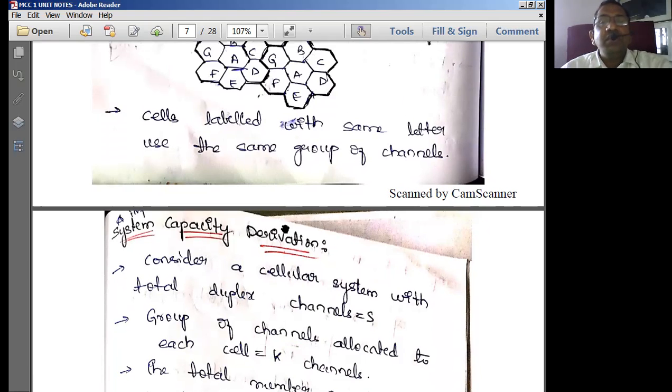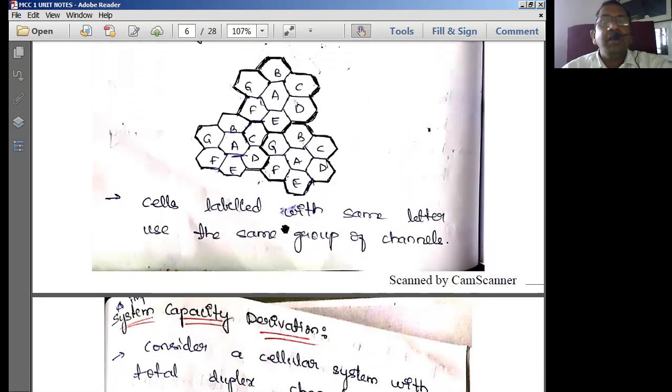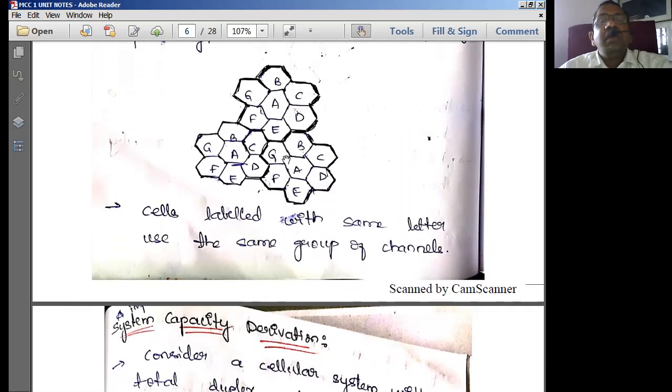So the cells labeled with the same letter use the same group of channels. Now in the above figure, what we can say is that cells labeled with the same letter are normally going to use the same set of frequency bands. Like this, repetitively, we can use the same set of frequency bands for n number of clusters in the cellular architecture, thereby increasing the capacity.